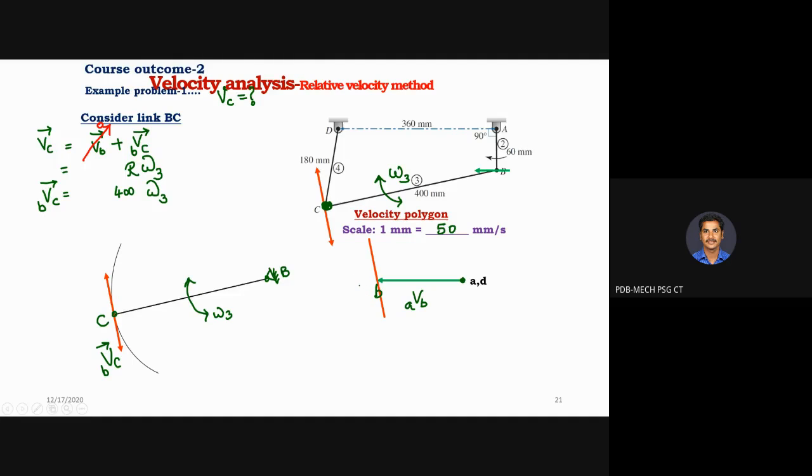Let me tell how to find out. Your C is going to lie along this direction. Definitely the point C, the velocity of C, will lie somewhere on this line. We will be able to find out after completing this problem. Any doubts up to this? No, sir. Okay, next.